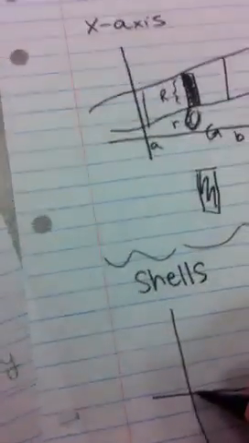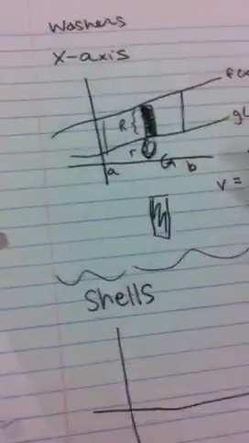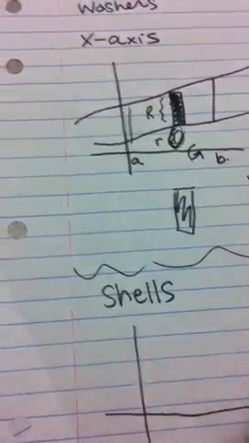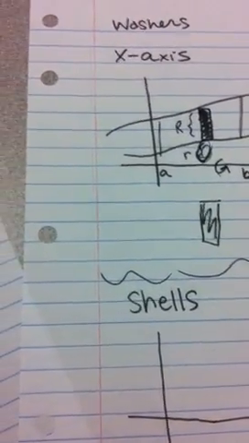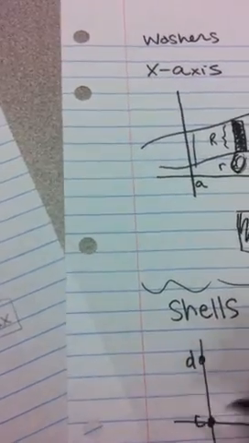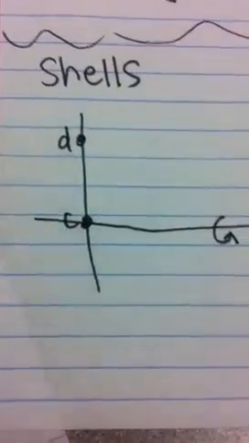If you're doing it with shells, it's a little bit different, and this is where it gets a little confusing, so bear with me in my notes. So here's a coordinate plane. Now, when we're integrating, instead of from A to B on the x-axis, we're still rotating around the x-axis, but we're thinking of it from C to D on the y-axis.